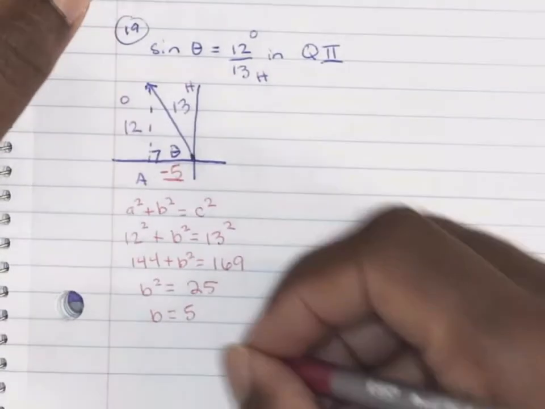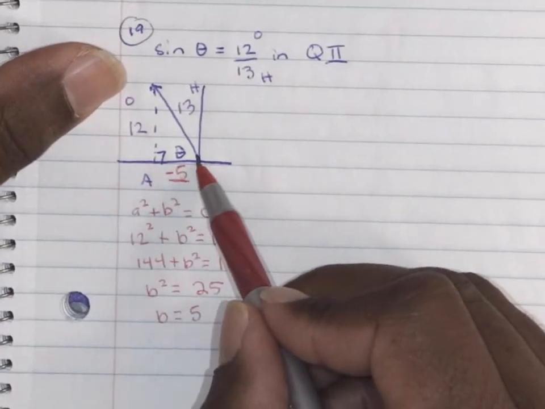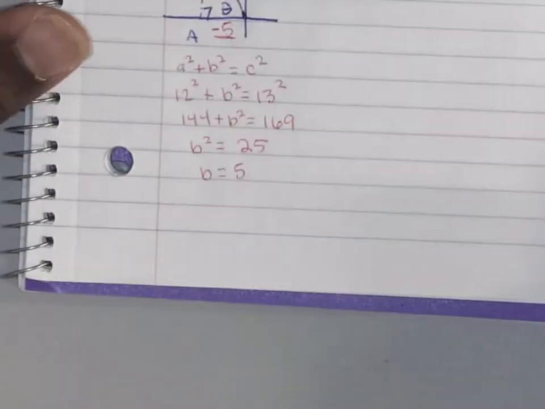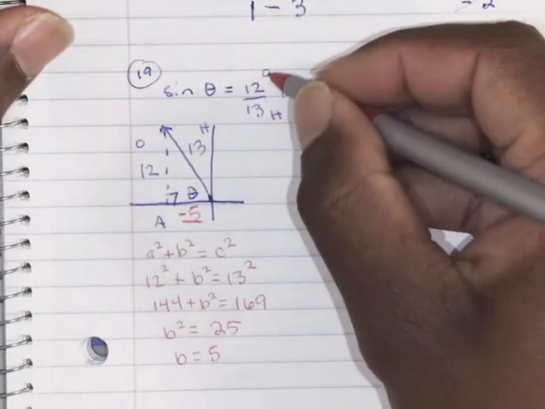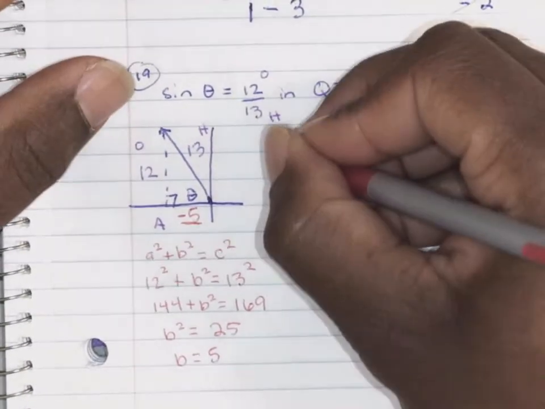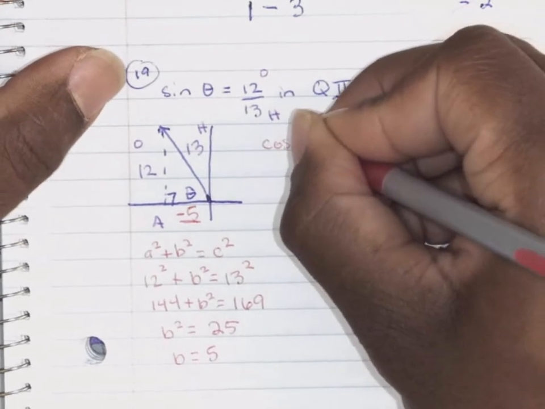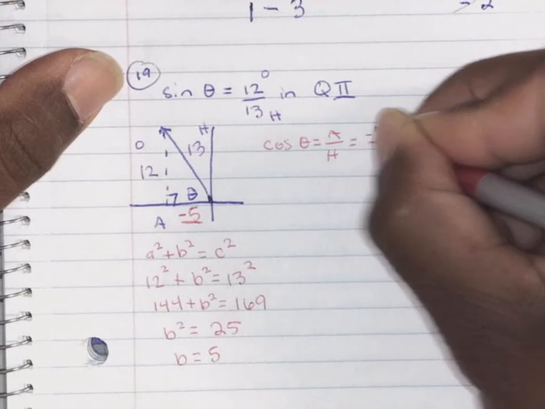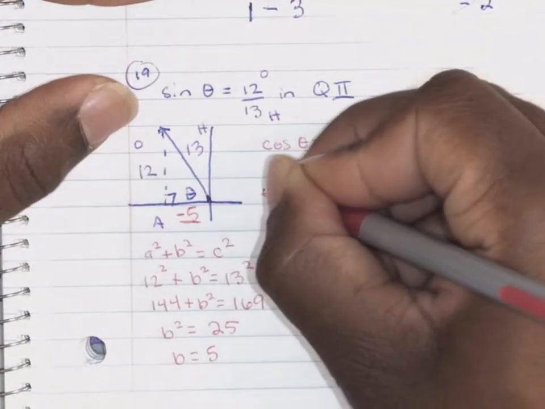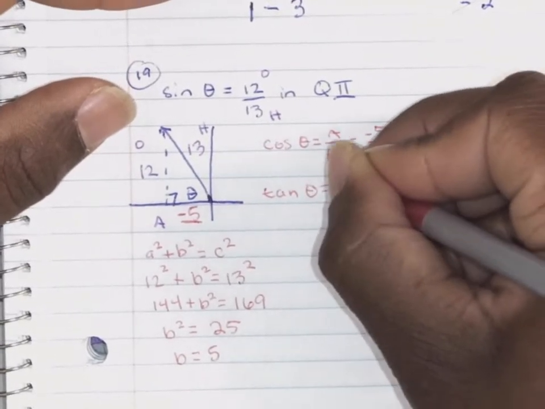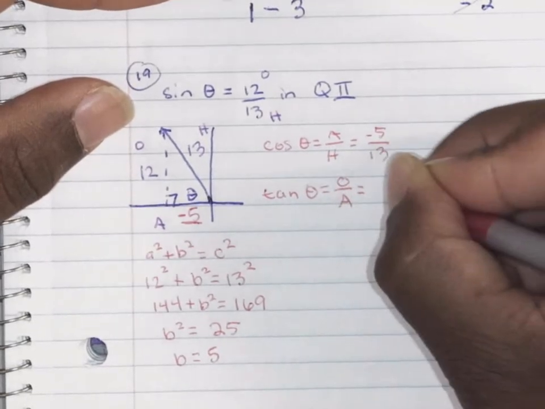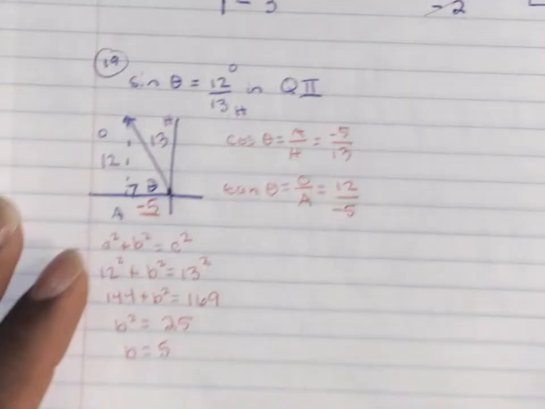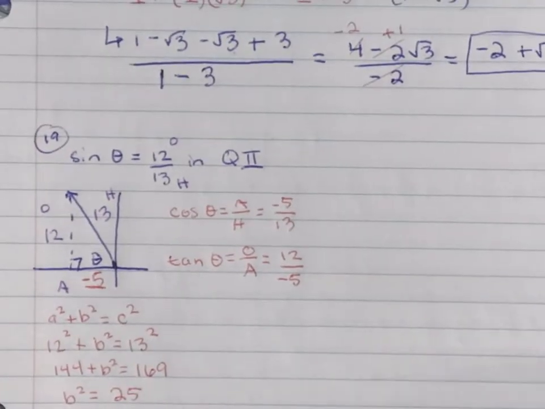All right. So, I make it -5 because I'm going left 5. So, I got my three sides. Let me write my ratios. We already know what sine is: 12 over 13. Cosine will be A over H. The adjacent side is -5 over the hypotenuse, 13. And then the tangent ratio, based on this situation, will be TOA, O over A. The opposite side is 12 over A, which is -5. So I got all my ratios I need to do the formula.